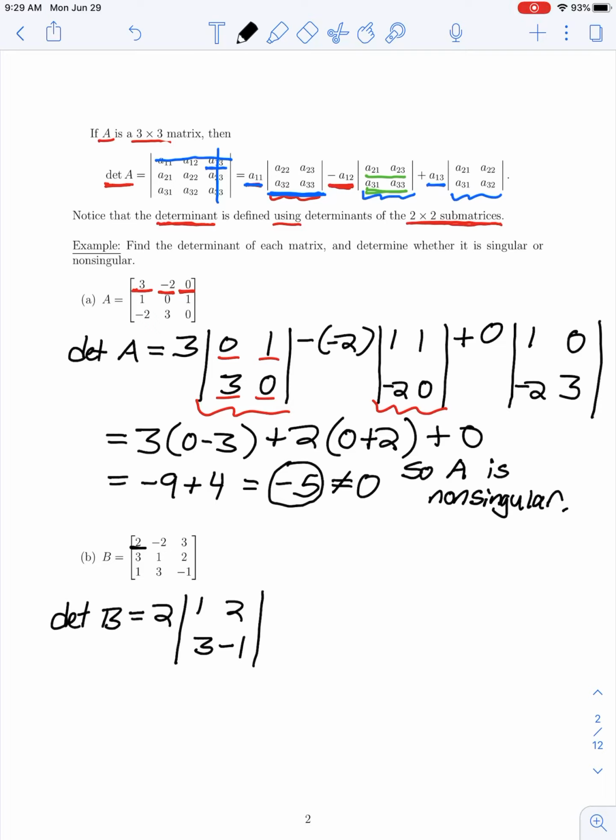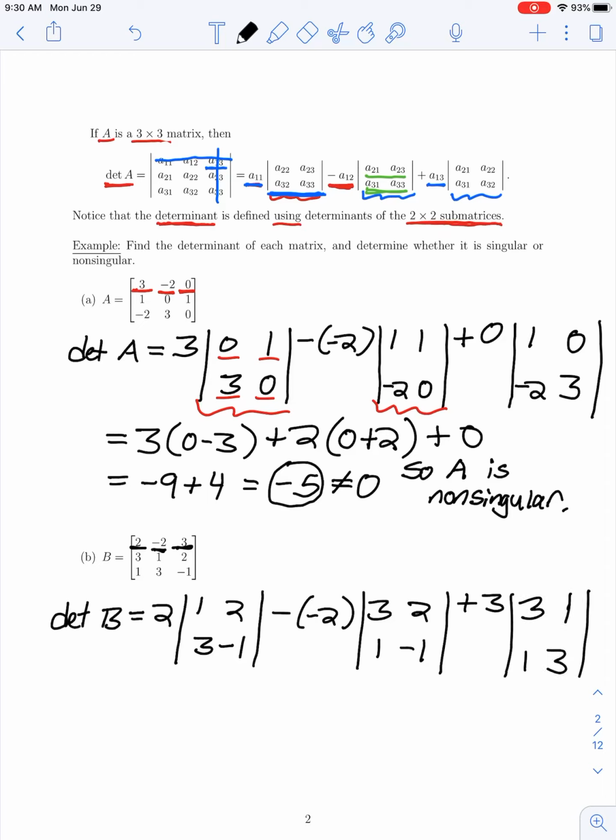Then moving to the next term, remember we're subtracting the second entry in our first row, which was negative 2. And then we multiply by the determinant of the 2 by 2 submatrix we get by deleting our first row and second column of the matrix. So we would have 3, 2, 1, negative 1. And then we add our third term, 3, times the determinant of the 2 by 2 submatrix that we're left with, which would be 3, 1, 1, 3.